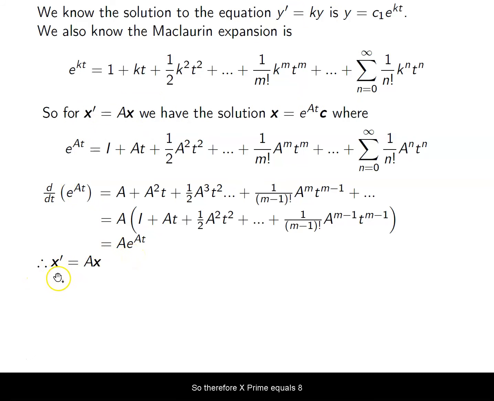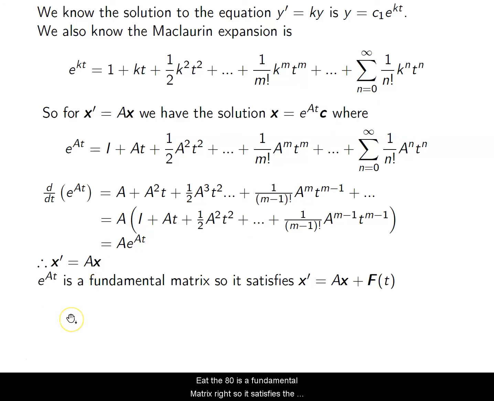So therefore, x prime equals a times x. That's a times my solution here, okay? Remember, constant, it's just a constant. When you take its derivative, it disappears, right? E to the at is a fundamental matrix, right? So it satisfies the condition that it would be a solution for the non-homogeneous case, okay?